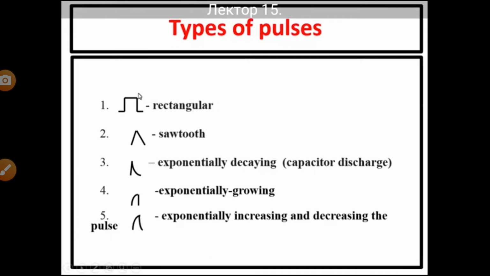This diagram is about pulse. This diagram you draw in your copybook, and this information you write in your copybook. Draw the diagram, write the information. All this information about types of pulse you write in your copybook.